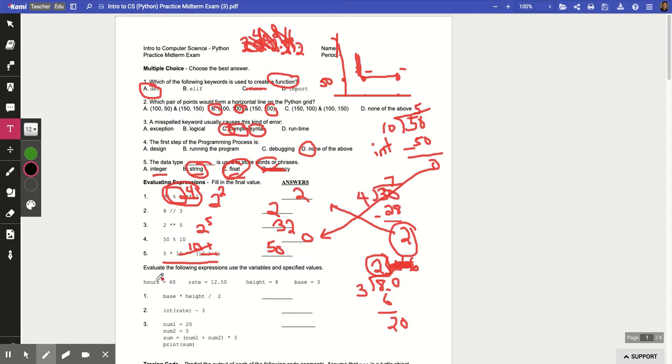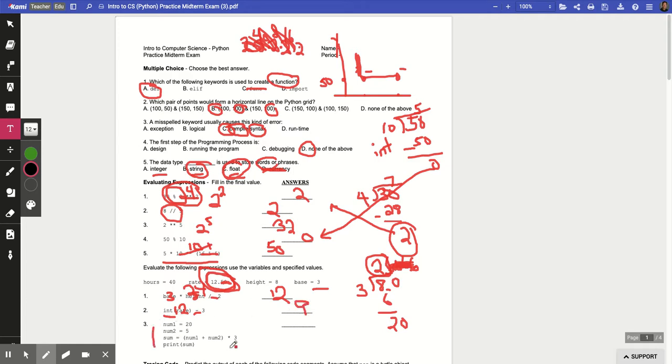We plug in these numbers for these variables to where they belong. The variable base is equal to 3. The variable height is equal to 8. Now we have 3 times 8, which is 24. 24 divided by this 2 is 12. The int function, the int command, takes rate, which happens to be 12.5, and it chops off the decimal places. It's kind of like this double forward slash. Int turns this floating point number, this decimal number, into an integer. So the answer ends up being, well, it's not the answer yet, but it's 12. And 12 minus 3 is 9.